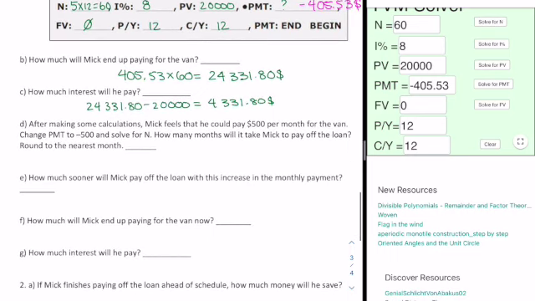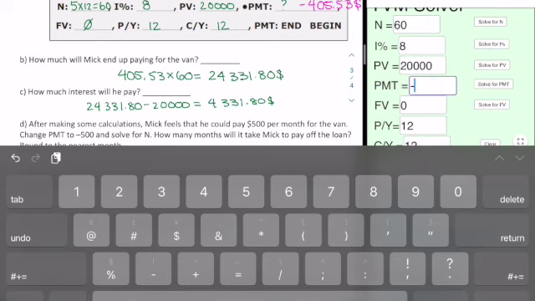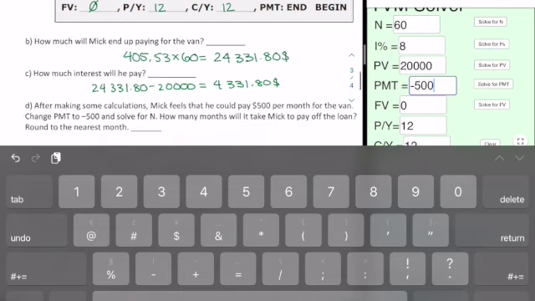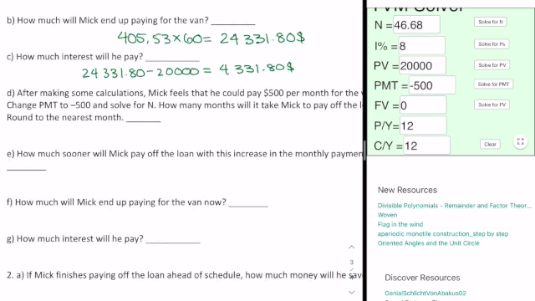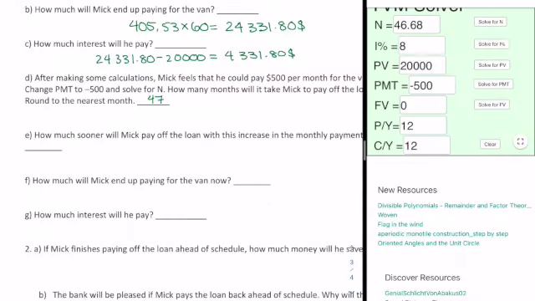After making some calculations, Mick feels that he could pay $500 per month for the van. So if we change PMT over here to 500 and we solve for N, how many months will it take for him to pay off the loan? We're going to round it because you can't just stop partway through a month. So it's 46.68, so it's going to be 47. How much sooner will Mick pay off the loan with this increase in monthly payment? He originally had 60 months to do it, and he's only going to take 47. So that's going to give us 13 months quicker.